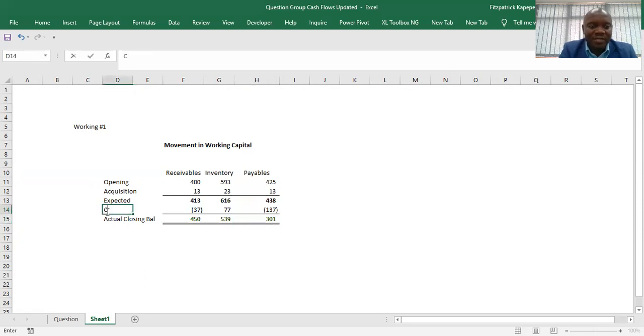Here, I can call it cash flows. Right? This is what it was. So that's working one. That's working one. So then now we go to working two. Let's check what we can compute under working two.